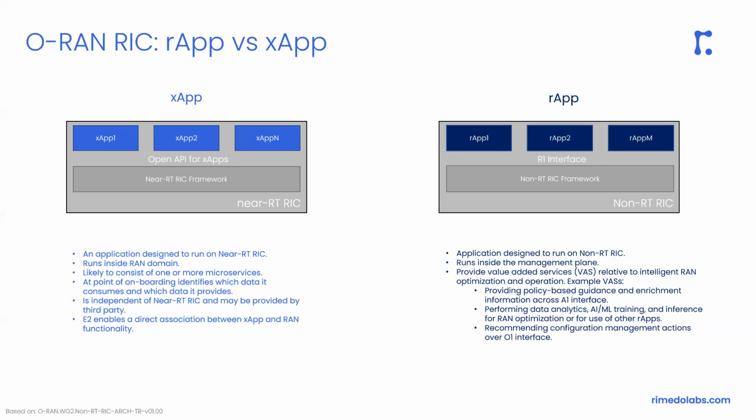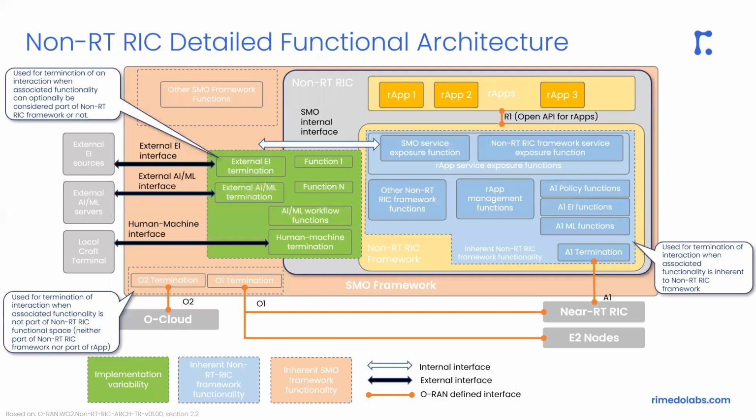So rApps are sort of the centralized SON-like optimization algorithms, like energy saving, or capacity and coverage optimization, whereas xApps are the faster adaptation loops for mobility load balancing or traffic steering. So now with this, let's move to the non-real-time RIC and near real-time RIC in a little bit more detail.